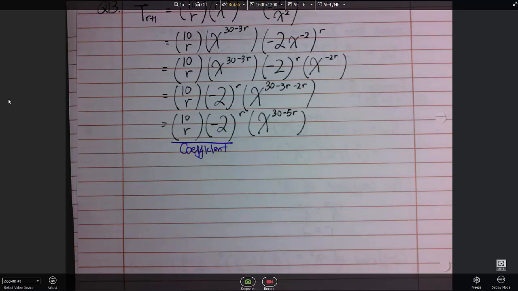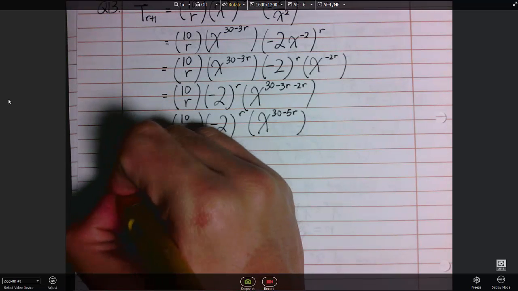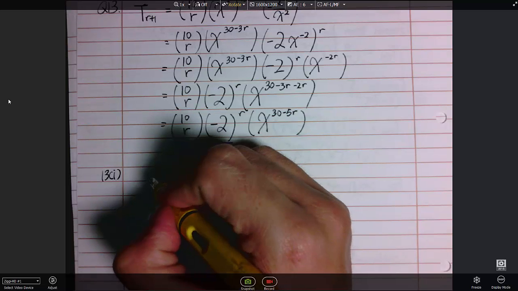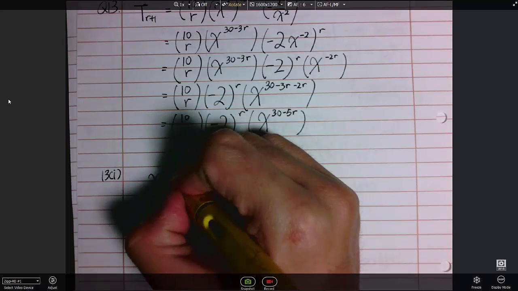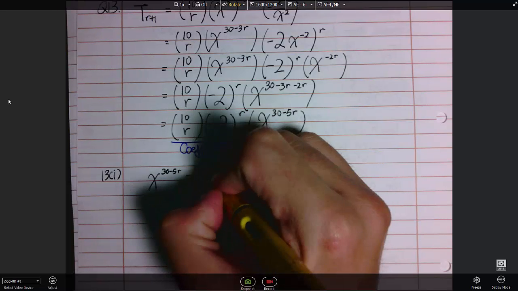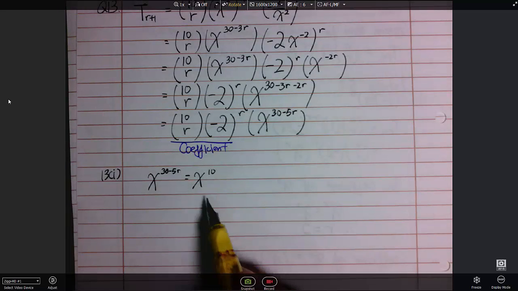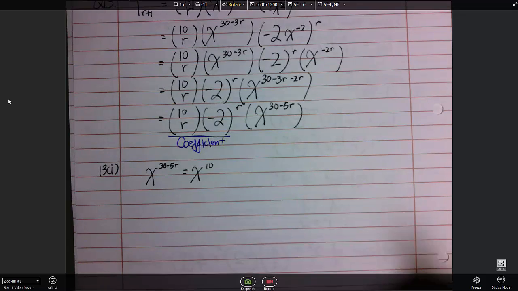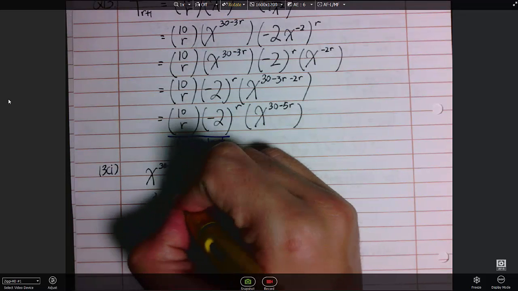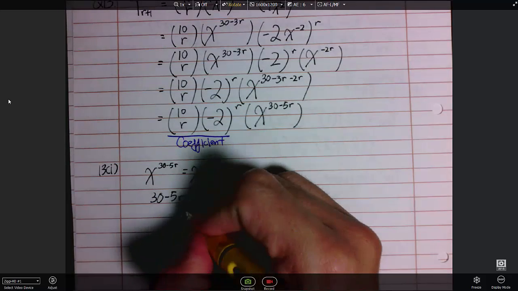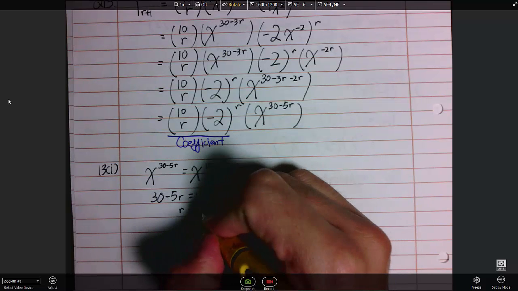Now for 13 part 1, they want the term in x to the power of 10. So I say x to the power of 30 minus 5r equals x to the power of 10. The whole point is I'm trying to find what value of r will give me x to the power of 10. So I compare coefficients. 30 minus 5r equals 10. We solve: negative 5r equals negative 20, so r is equal to 4.